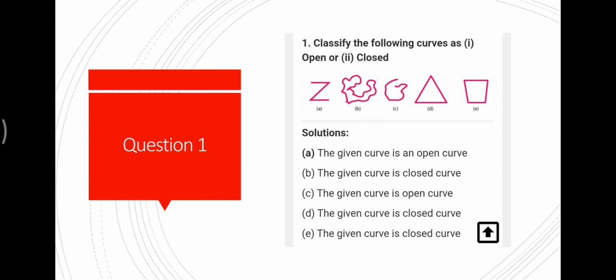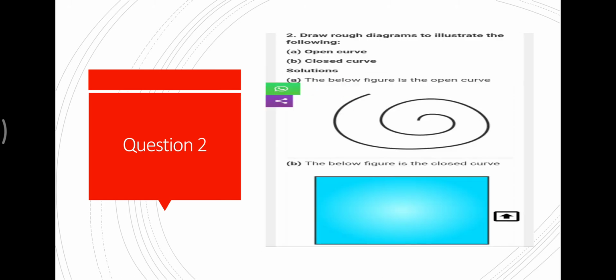In B part, you can see the starting and the end points are the same and the figure is completed and closed, so we can say yes, the given curve is closed. In C part, the beginning and the starting point of the figure are not the same, that's why it is an open figure. In D part, it is a closed figure as the starting point and the ending point are the same. In E part, it is also a closed curve as the starting point and the ending point of the figure are the same.